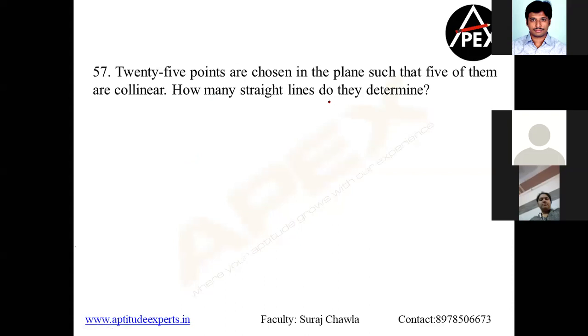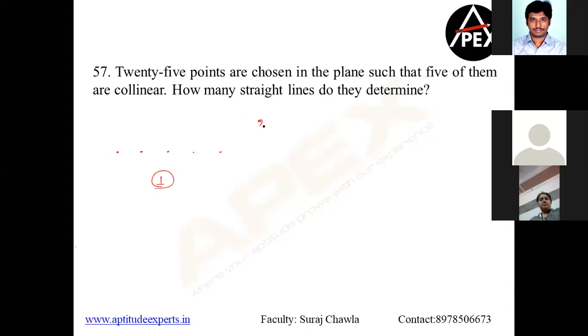Okay, so 25 points are chosen. Now I want 5 of them are collinear. Now understand what does collinear mean here. When you talk about collinear, all of them are in a straight line here. So please understand, if I have 5 points which are collinear, the number of straight lines I can form is always going to be 1 only. Clear? So the logic is quite simple.